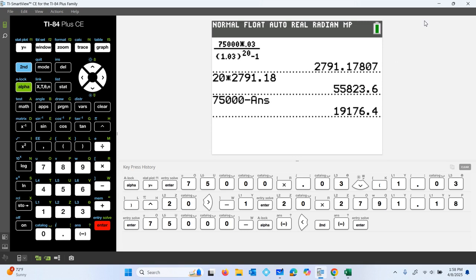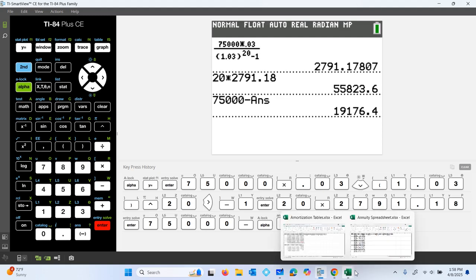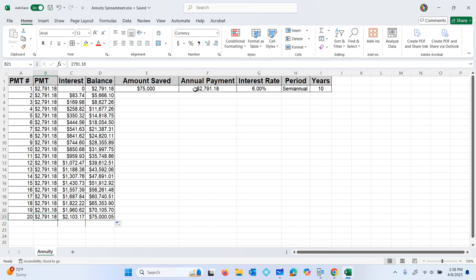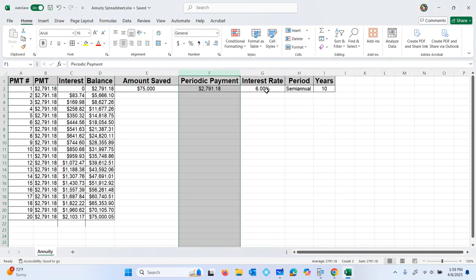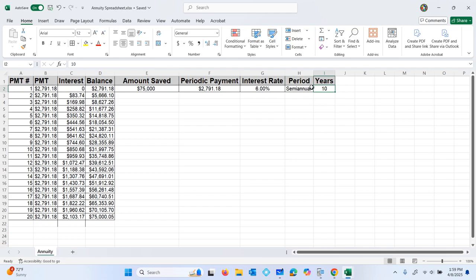So one thing that we can do is look at what if we plug this into, let's say, Excel. If we plug this into Excel, we have this amount, which should say semi-annual, but that's okay. We can call that periodic payment. Why not? That way it's a little more consistent. And the interest rate is 6%, semi-annual, 10 years.